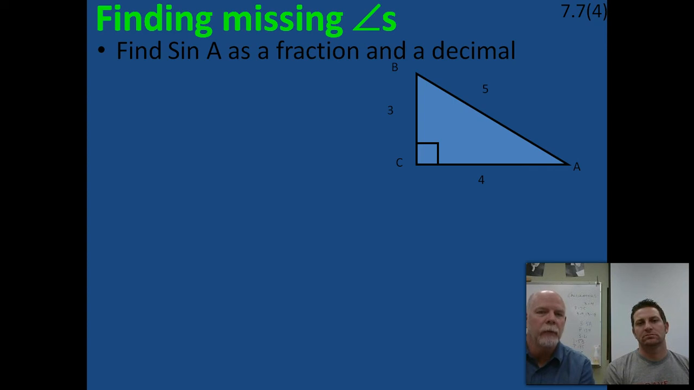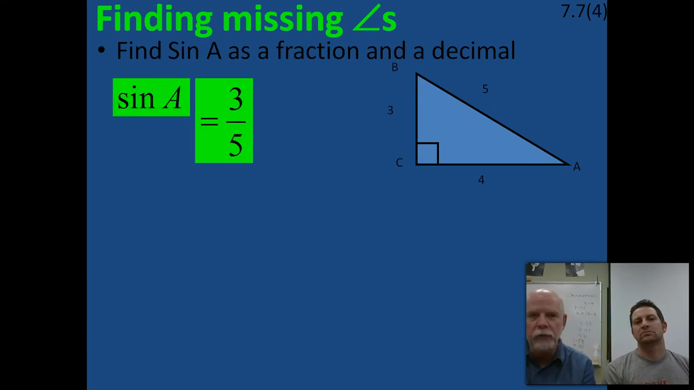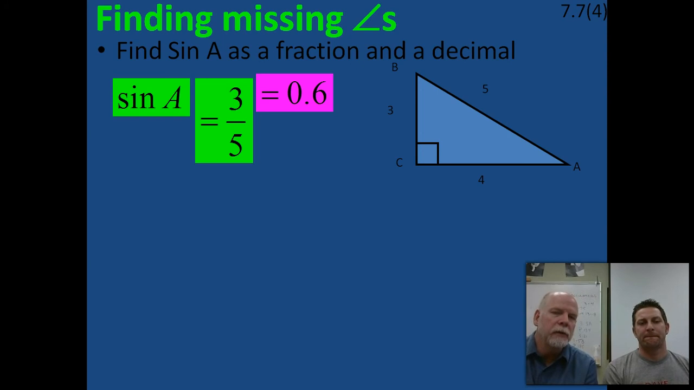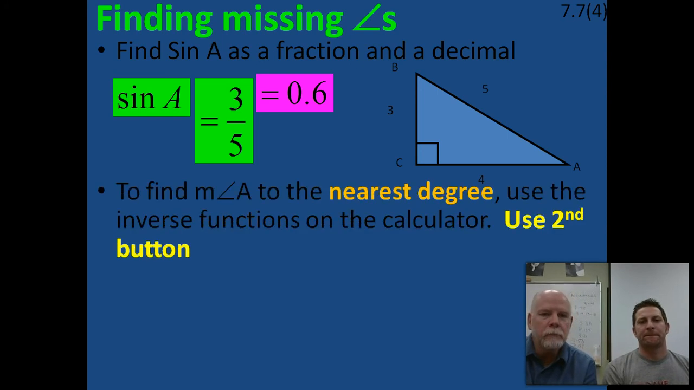They're asking us here to find sine of A, which is a ratio, as a fraction and as a decimal. If we're looking at angle A, down there in the bottom right-hand corner, and we want sine, remember sine is opposite over hypotenuse, so the sine of A here is going to end up being 3 over 5, right? The opposite side's 3, hypotenuse is 5. So there it is as a fraction. That's easy. That's what we've been doing. And as a decimal, you would just divide that. So 3 divided by 5 comes out to be 0.6, okay?